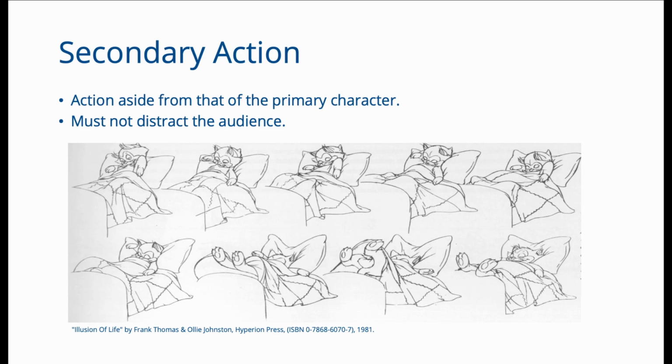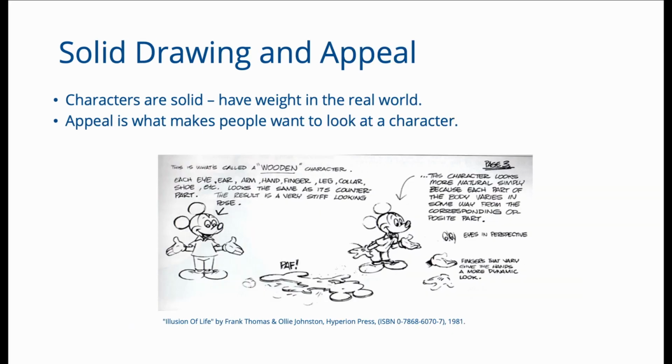And you can see that the pose of the kitten is important, but the animation of the pillow and the quilt is also equally important. So those are the small things. How do you animate the clothes? How do you animate the hair, the soft objects and so on that surround the primary character? And this is the principle of secondary action.